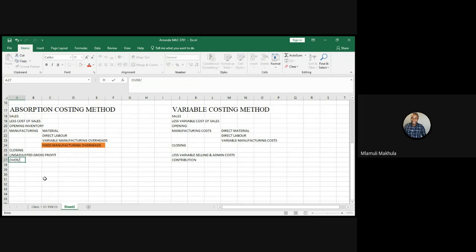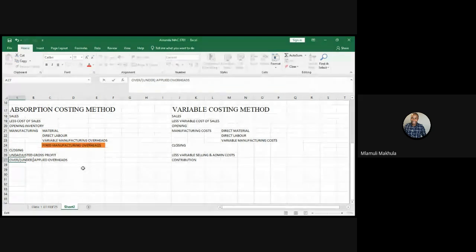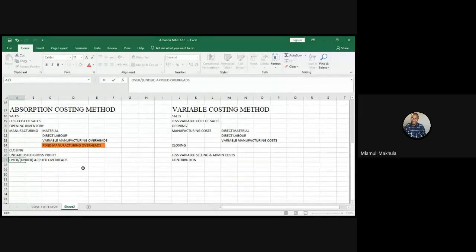And then this side, you will have over or under applied overheads. Under, always put it in brackets, because that's how we say it. If it's over, you plus. If it's under, you minus. And that's the concept that I'm going to explain after this. And then after that, you'll have adjusted gross profit. And then you will say less non-manufacturing costs.